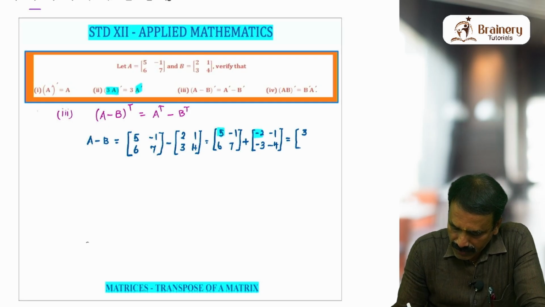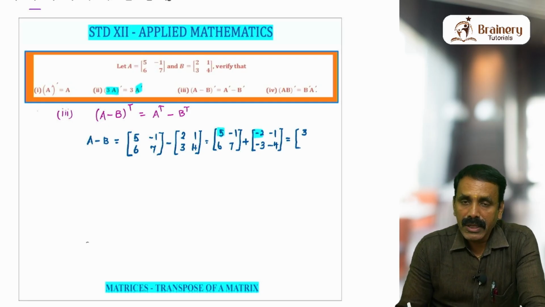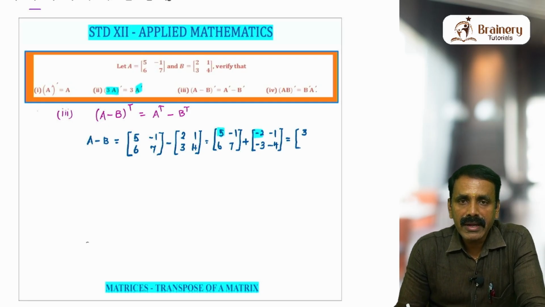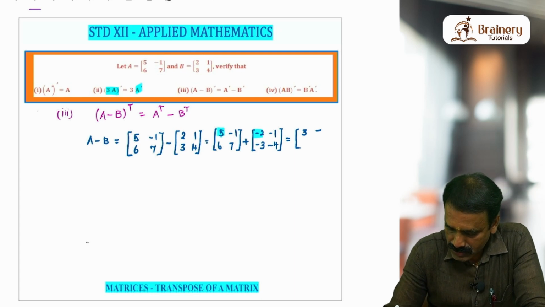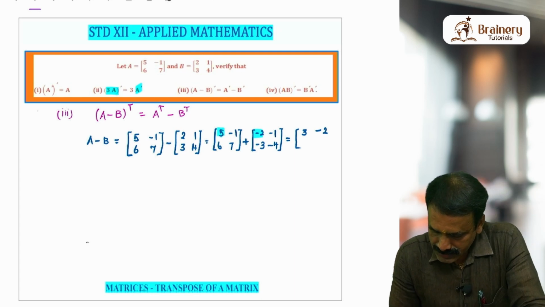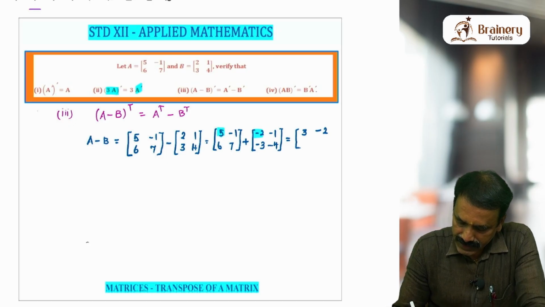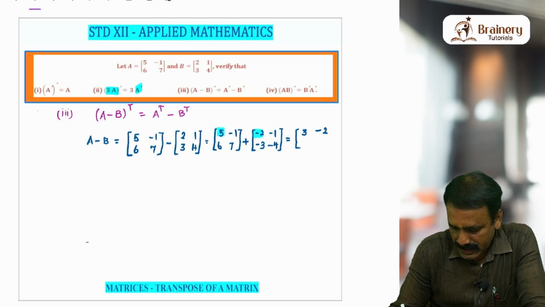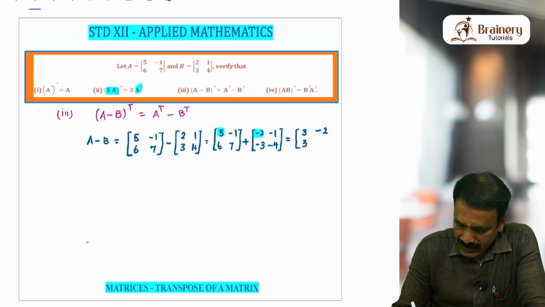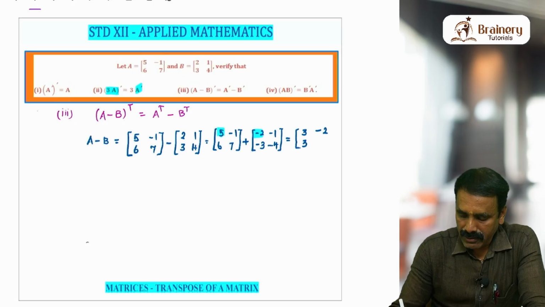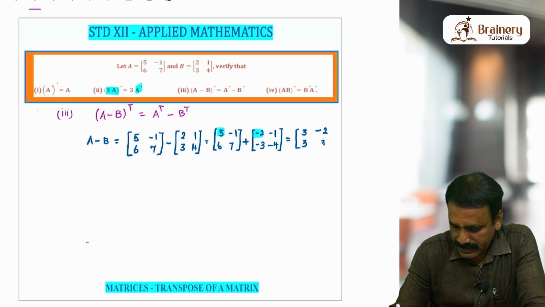Next, minus 1 added with minus 1. Both elements have the same sign, so we add and put the same sign. So it is going to be minus 2. Next, 6 plus minus 3. 6 added with minus 3. Different signs, so we have to subtract, which is nothing but again 3. 7 plus minus 4, 7 minus 4 is nothing but 3.